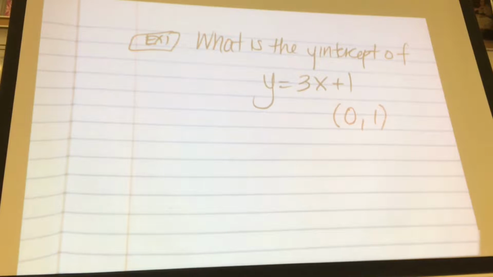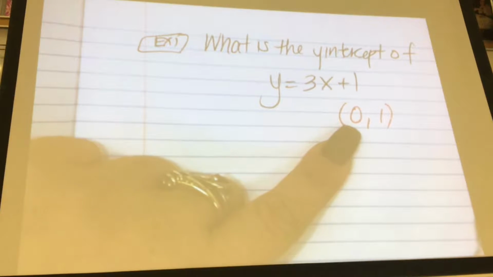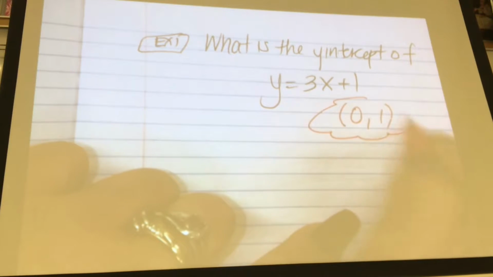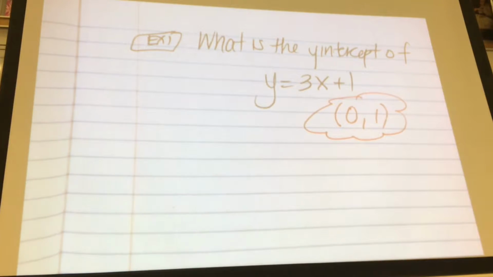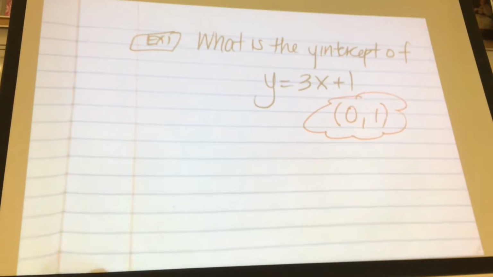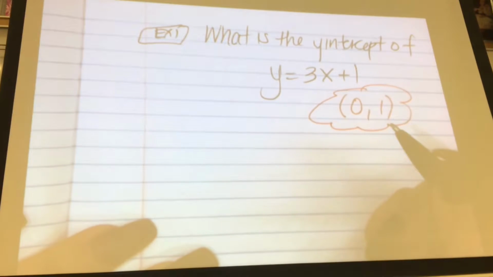Because what do you know about every y-intercept? What is the x value for every single y-intercept? It's always 0. So on our test, in the homework, you're going to write your intercept as (0, 1). You're not going to just say 1, because 1 could mean a lot of things, and I don't even know what that means.